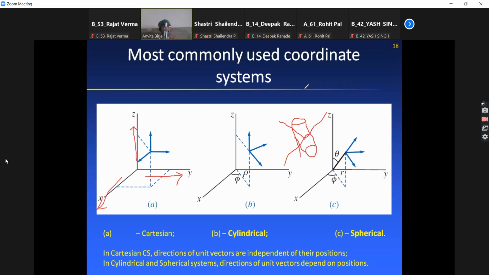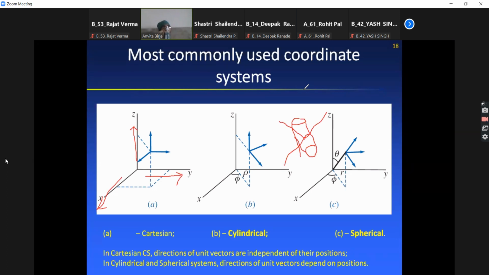So wherever an angle comes, it all depends. Like in spherical, this theta is the angle of a cone and r is the radius of a sphere. So if it is a sphere, the a bar r can go inside the laptop, or it can come to me also. So wherever you have angles in the coordinate systems, the direction of the unit vector depends on the position of the point.